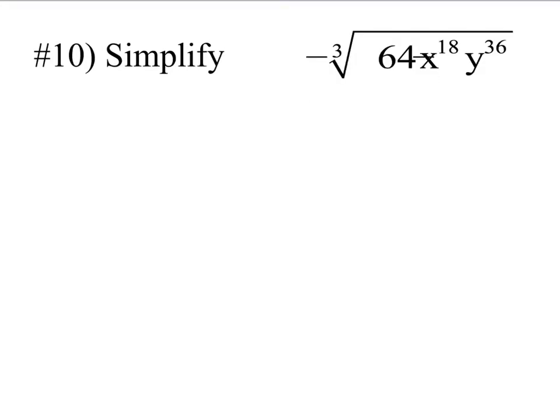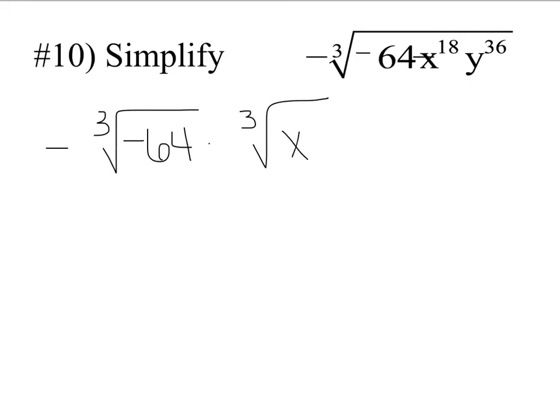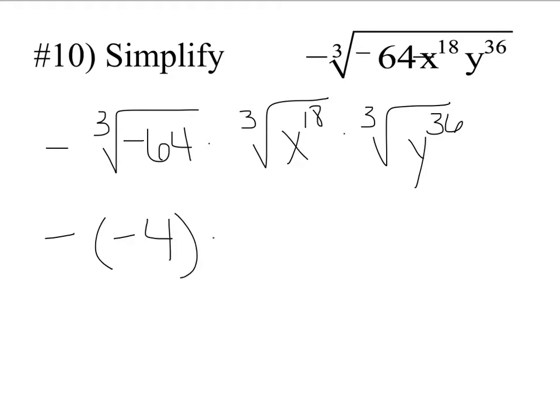Okay, here we have negative cube root of negative 64x to the 18th y to the 36. I'm going to leave my negative out front, and then I've got the cube root of negative 64 times the cube root of x to the 18th times the cube root of y to the 36th. So keep your negative out front, cube root of negative 64 is negative 4.